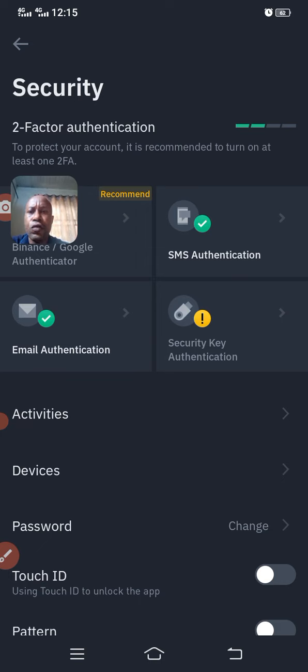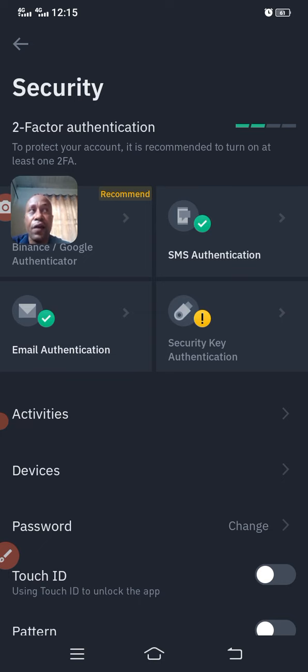If you want to use Binance Google Authenticator, all you need to do is go to Play Store and download Google Authenticator. Once you download it, click here and follow the instructions by copying the Authenticator key and keying it in your Authenticator app. Then you can use it to log in anytime. Even when you want to make withdrawals, it will be requested from you. The SMS, the same thing.